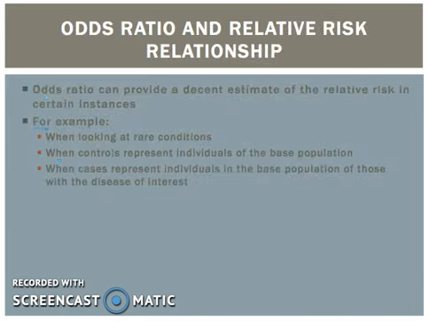And lastly, we'll cover the relationship between odds ratio and relative risk. Odds ratio can provide a decent estimate of the relative risk in certain instances. For example, when looking at rare conditions, the reason that this works with rare conditions is because the population with the disease are so minute relative to the non-disease population that the difference becomes negligible.